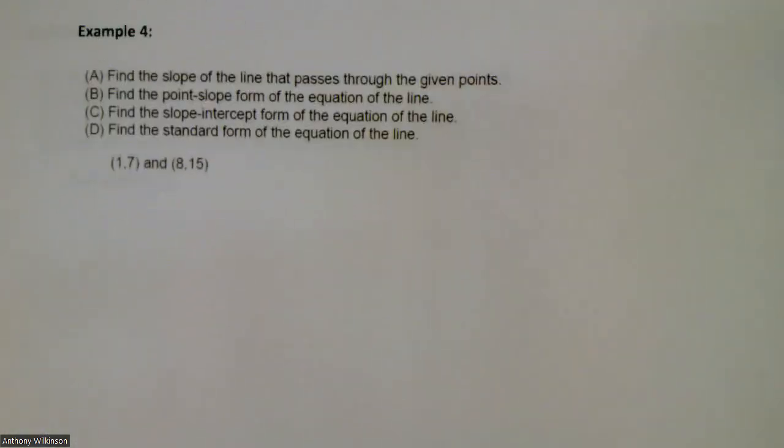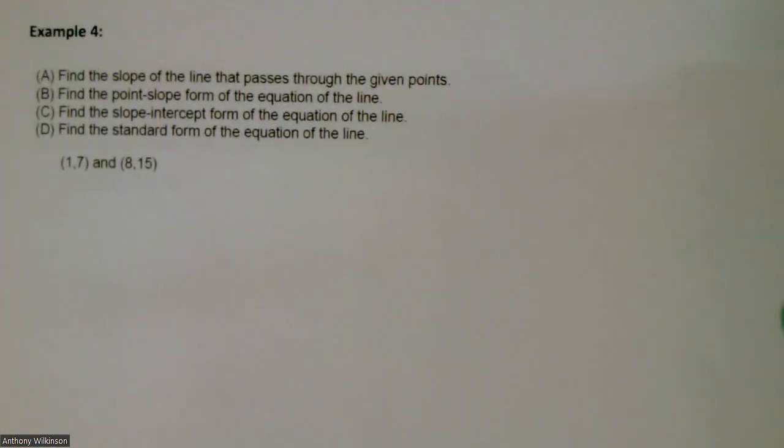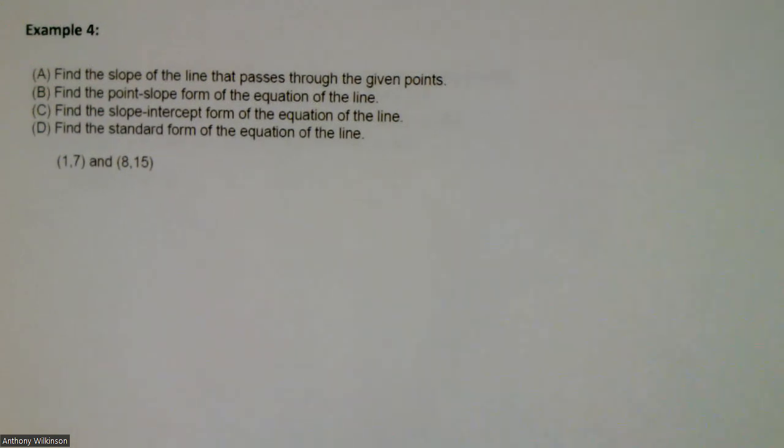Okay, on to the next example. There are 4 parts. Part A is to find the slope of the line that passes through the given points. Part B is to find the point-slope form of the equation of the line. Part C is to find the slope-intercept form of the equation of the line. And part D is to find the standard form of the equation of the line. So here we got 2 ordered pairs, (1, 7) and (8, 15).